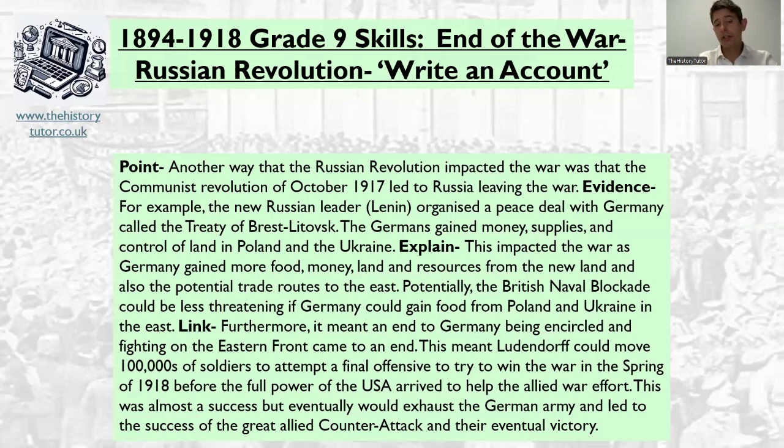And then you could say, furthermore, in your link, it also meant an end to Germany being encircled and fighting on two fronts, of course. So hundreds of thousands of soldiers from the east could now move to the Western Front and try to have the big spring offensive to win the war before the USA arrived in force. So this was almost a success, of course, but eventually it exhausted the German army, removed all its best, most experienced soldiers, and the Allied counterattack was a great success. So you can make a stretch that the Russian Revolution led to the gamble of the Ludendorff offensive, the spring offensive, and the defeat of Germany, if you so wish.